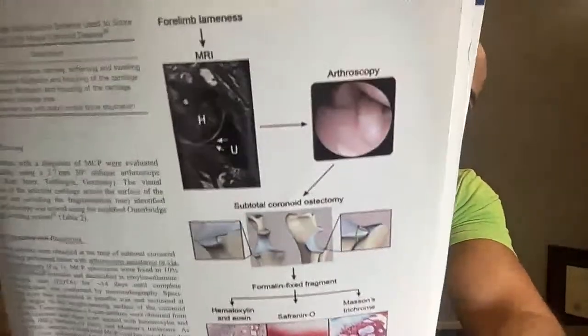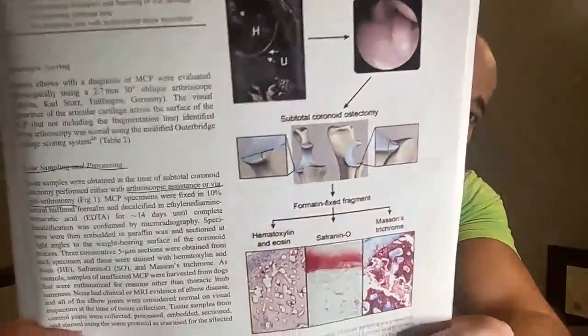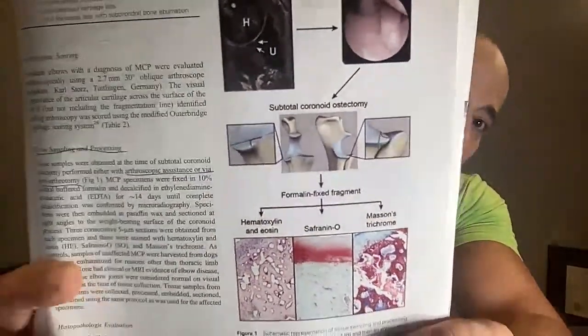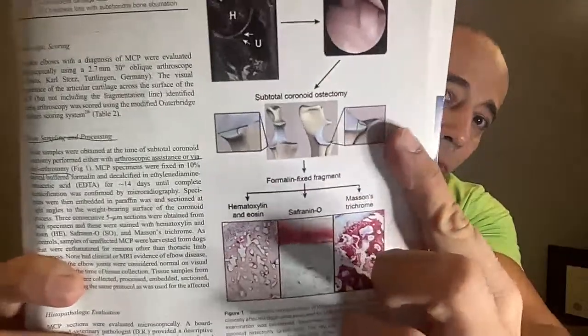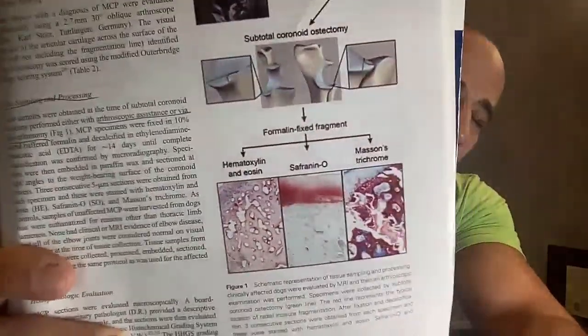And then here you have an MRI of an elbow, and then arthroscopy of the elbow, and then they show you there which bone they remove for the medial coronoid process, and they show you the biopsy with 3 different stainings that they performed on these dogs. The tissue sampling for the medial coronoid process was collected through arthroscopic assistance or via mini arthrotomy.